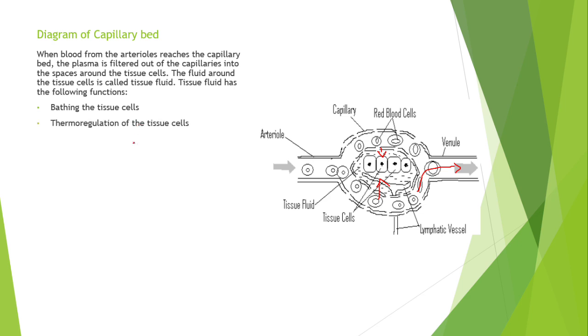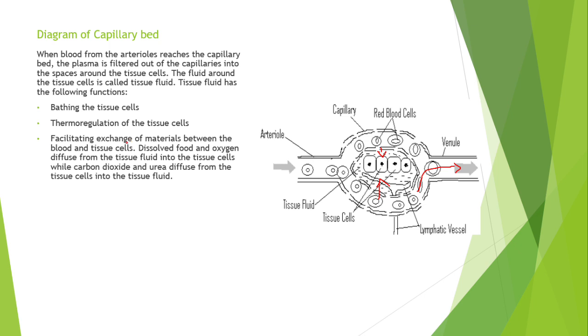Number two, thermoregulation of the tissue cells. So thermoregulation, this is the regulation of temperature. Okay, the regulation of temperature. And then the other one is facilitating exchange of materials between the blood and tissue cells. Dissolved food and oxygen diffuse from the tissue fluid into the tissue cells, while carbon dioxide and urea diffuse from the tissue cells into the tissue fluid.